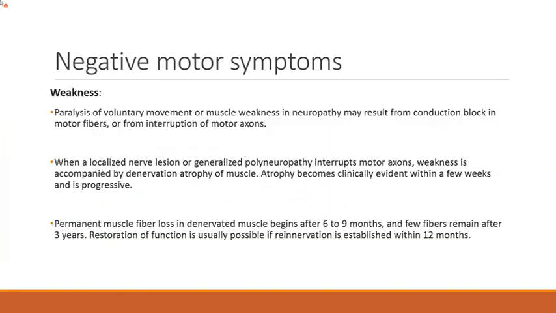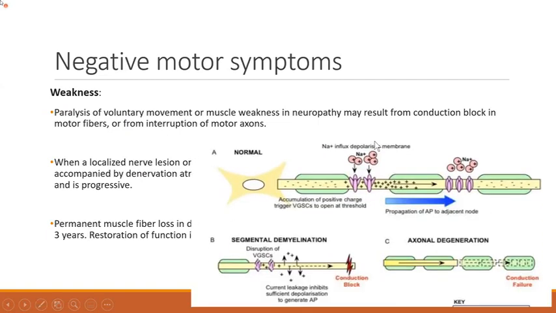Now comes motor symptoms. First, negative motor symptoms. Weakness is the most common symptom which a patient comes to us with along with sensory complaints. Paralysis of voluntary movement in neuropathy results from conduction block or from interruption of the motor axon. So this is a normal axon. The saltatory conduction is occurring.